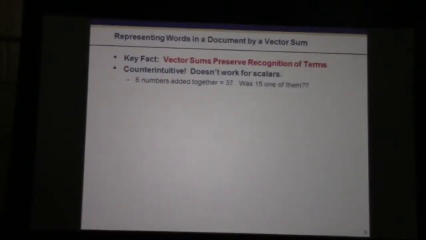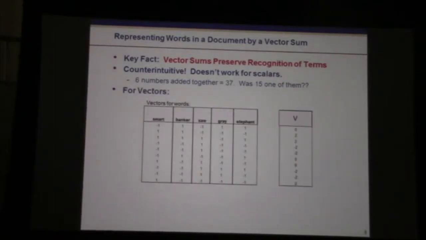I'd like to motivate that with the key thing behind it: vector sums preserve recognition of terms. So this is counterintuitive. If I tell you, I take 5 numbers and I add them up and I get 37, you can't tell me whether 15 was one of those numbers, right? There's not enough information. But you can do that, surprisingly, for high-dimensional vectors. So here we have an initial representation where for each word, we're taking a random +1, -1 vector. And then we're taking some subset of these words and adding them up in order to get this vector V.